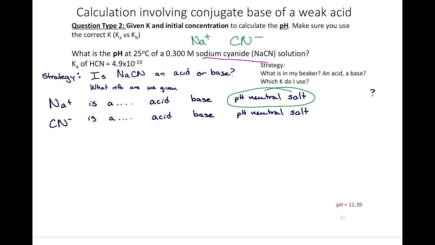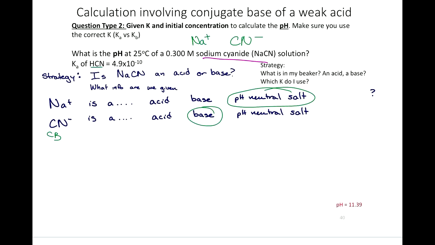But what's important here is CN-. What kind of substance is CN-? It's not an acid, it's a base. Here's the hint: CN- is the conjugate base of HCN. HCN is an acid. How do you know? I give you a Ka value of HCN, but that's not what we put in water. We put in its conjugate base. HCN is an acid, so its conjugate base is actually a base.